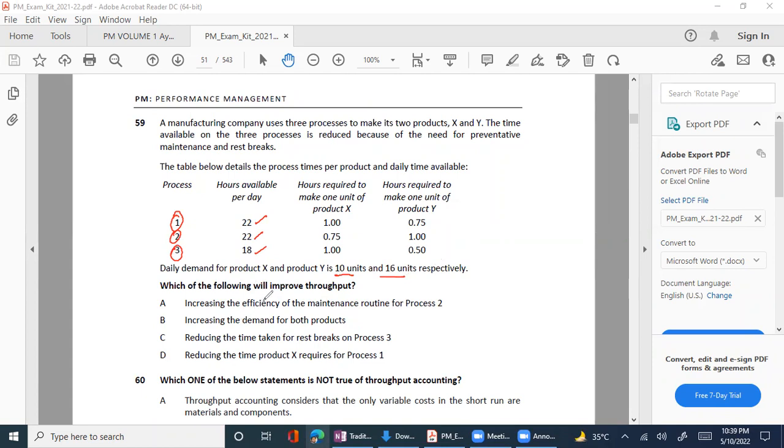Now there are 4 options and you need to assess which of the following will improve throughput. And we know that throughput is equal to sale price minus direct material. So this is throughput. Option A is saying increasing the efficiency of the maintenance routine for process 2. If we increase the efficiency, we are doing it in a better way in a shorter time. So we will ultimately save our time and we will get a better throughput per hour.